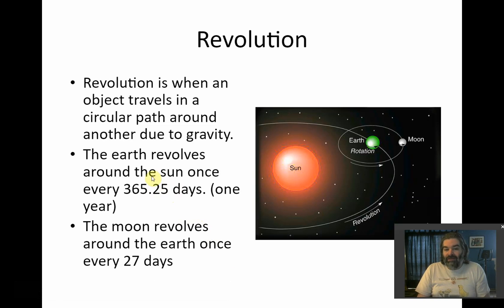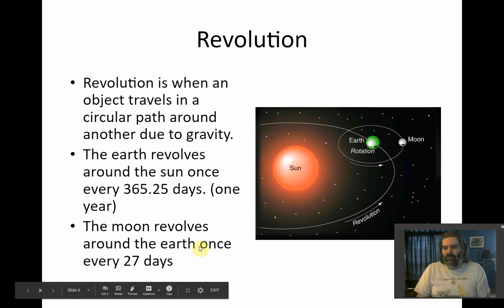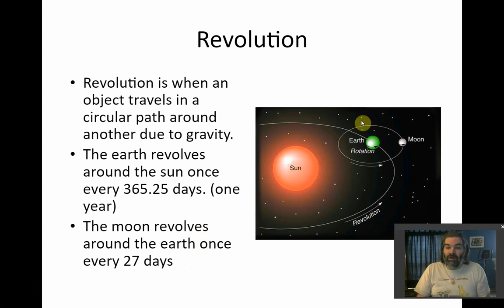That's why we add an extra day every 4 years, is that the Earth goes around the Sun in 0.25 of a day. So every 4 years we need to add an extra day, otherwise it'll fall out of orbit. Well, it won't fall out of orbit, it'll fall out of sequence. The Moon revolves around the Earth once every 27 days. So that's why we get the different cycles of the Moon.